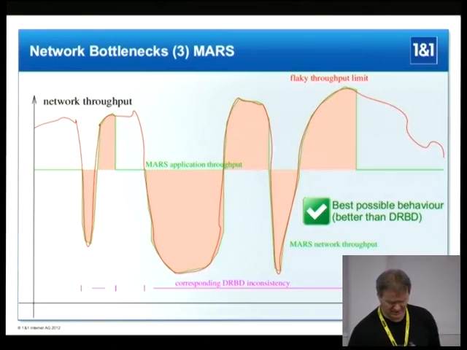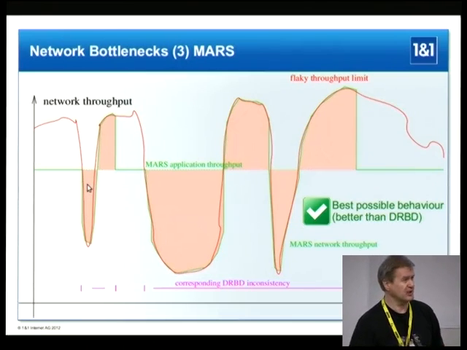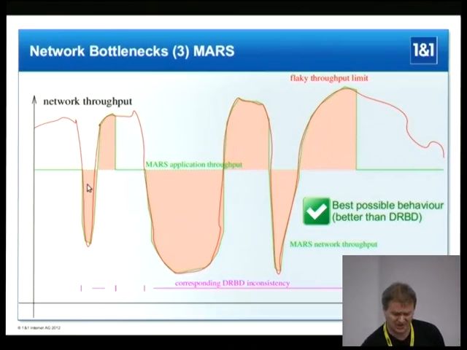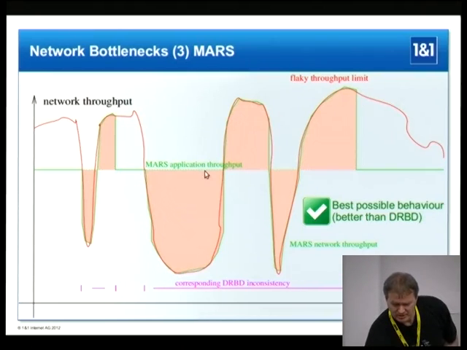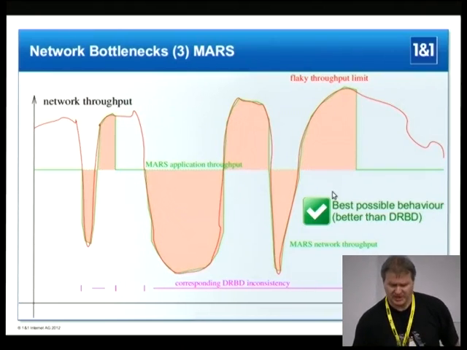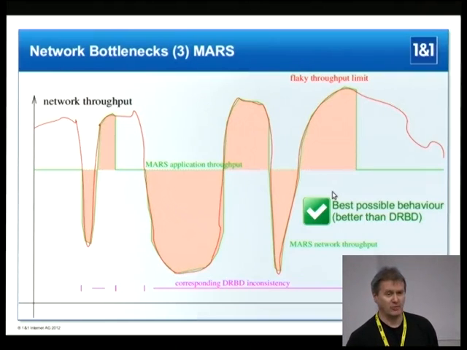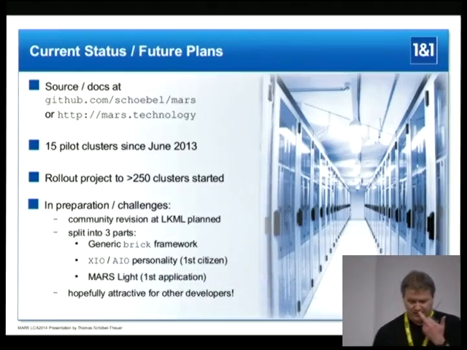And what will happen then, if the network is too slow, this area here is the amount of data which is recorded in the transaction log file, and if the network gets better, then it's caught up. Okay? So this is also the best possible behavior you can get from this network. So this is the main idea of MARS.